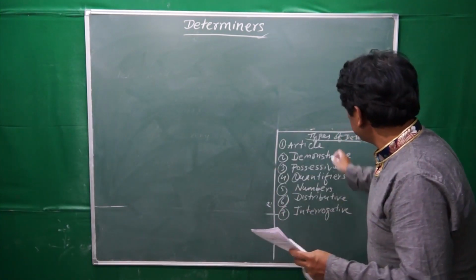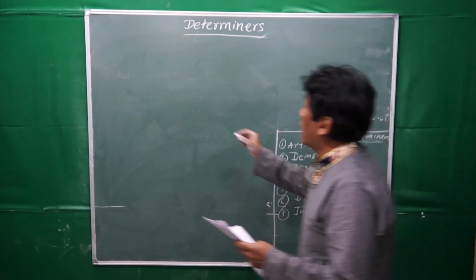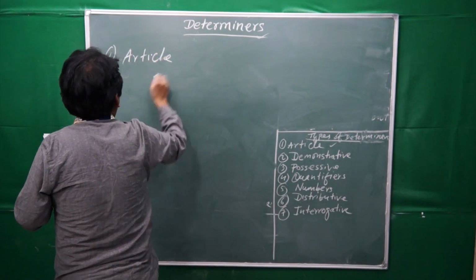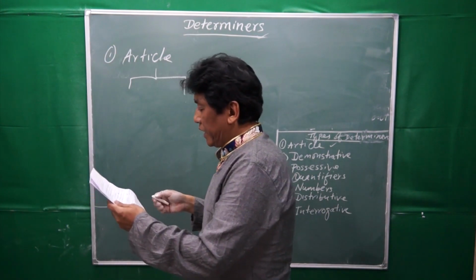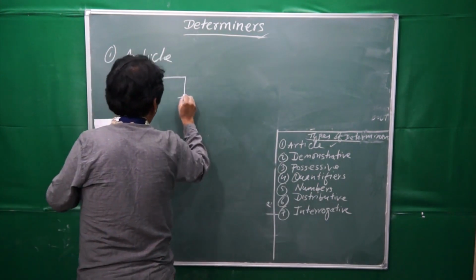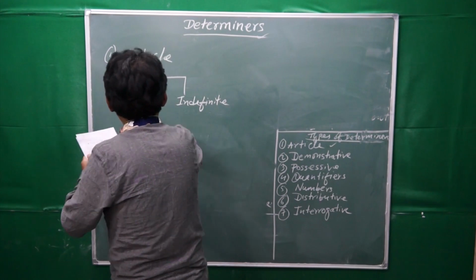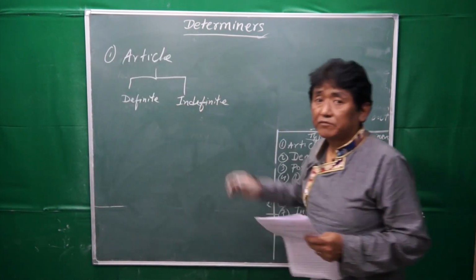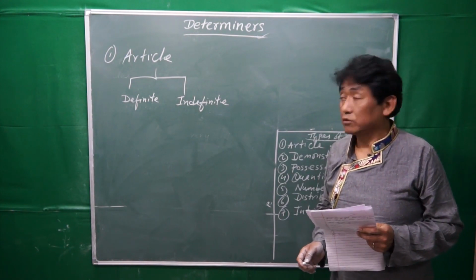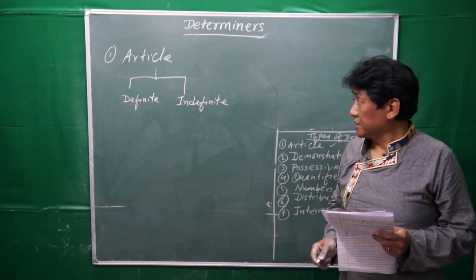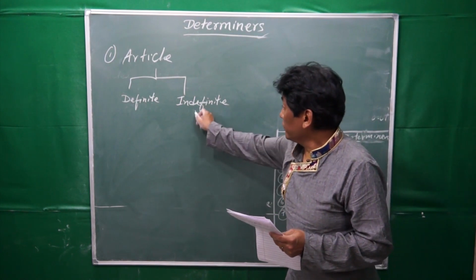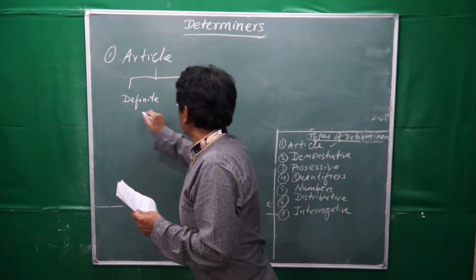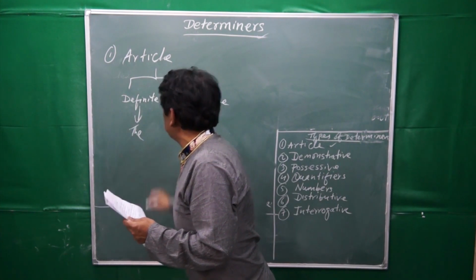All right, now let's take article. We have two different types of articles, you know that, right? You have studied those in your previous classes. When we talk about indefinite article, this is a and an. And definite article is the.